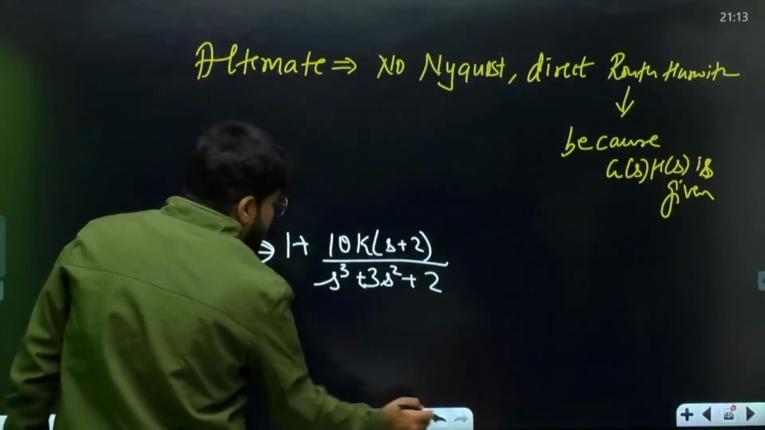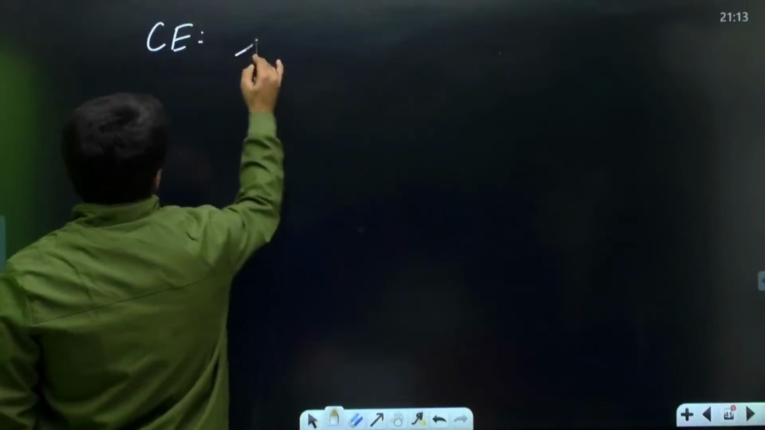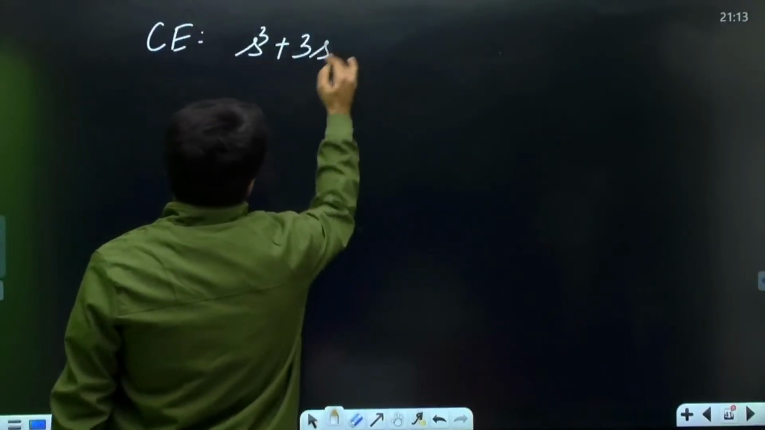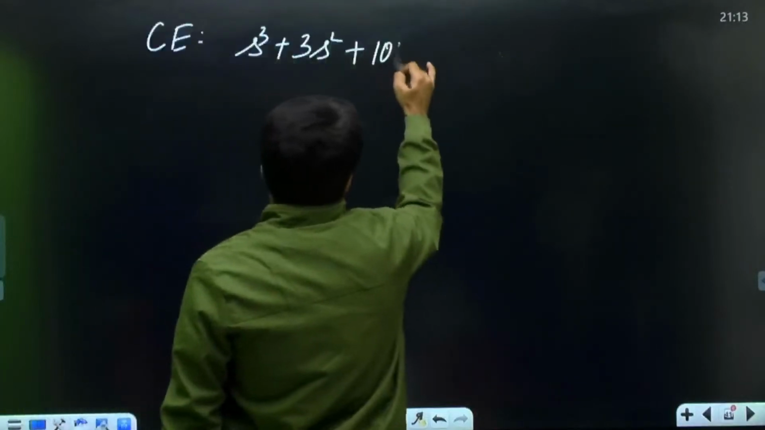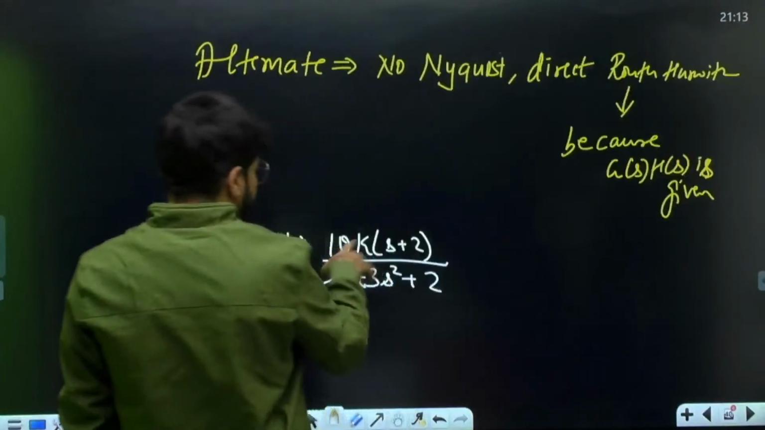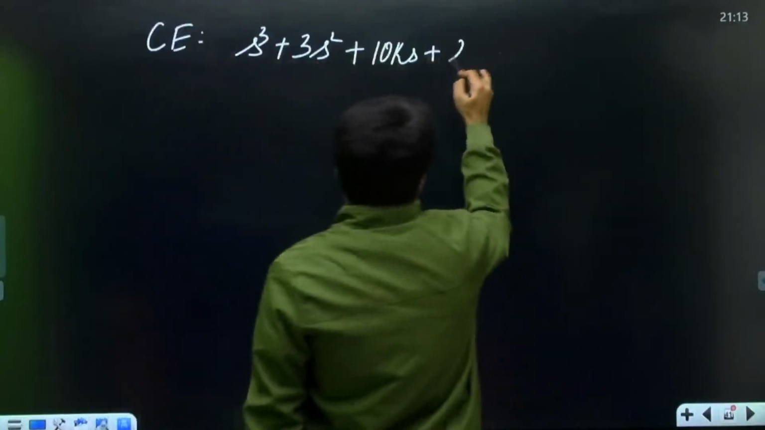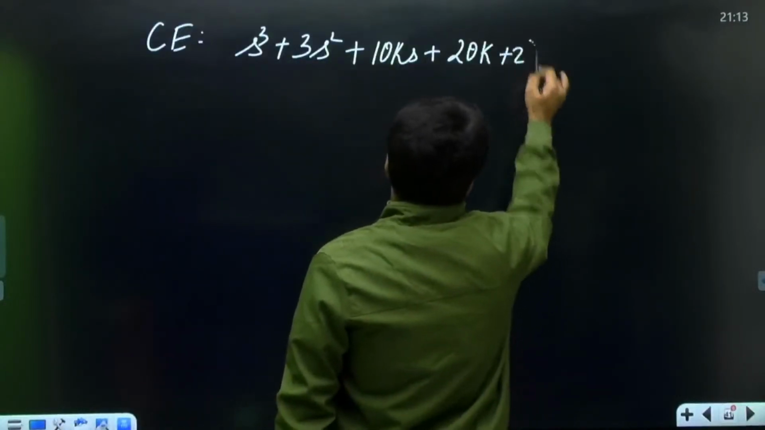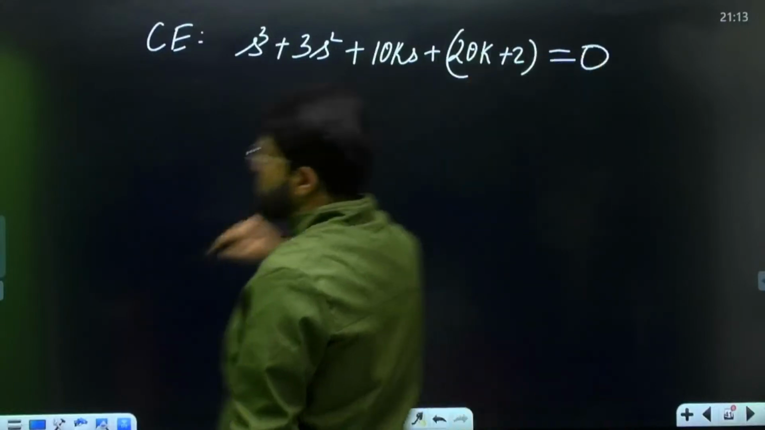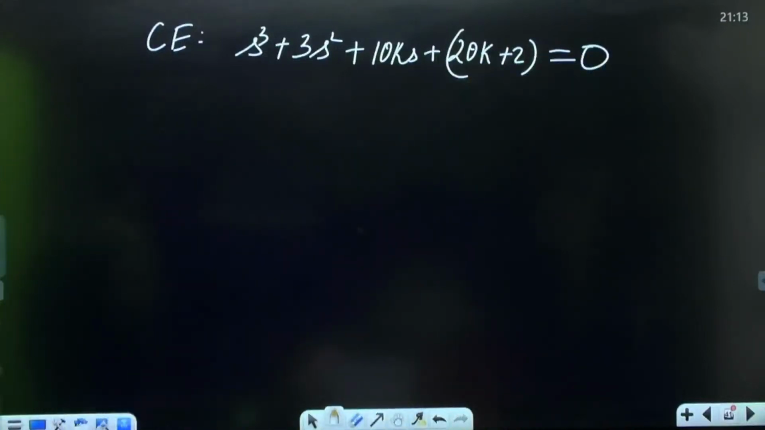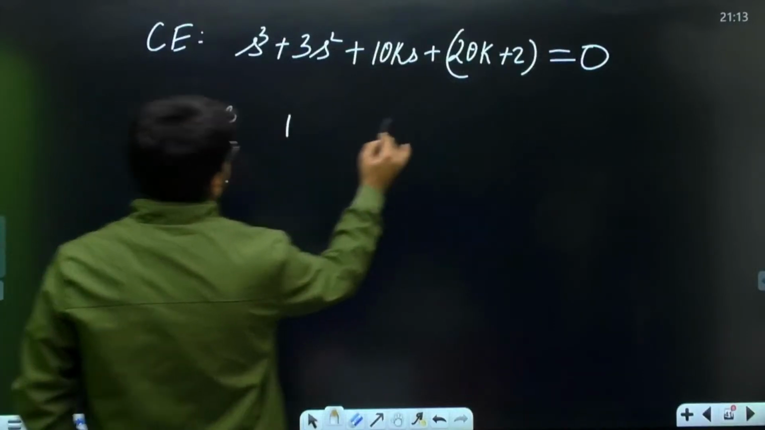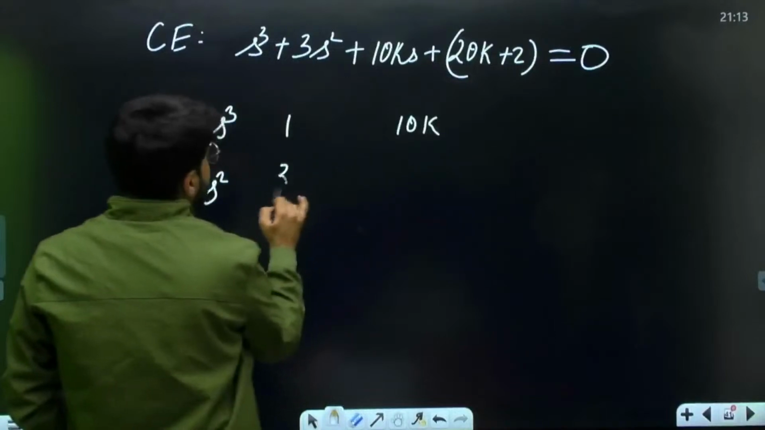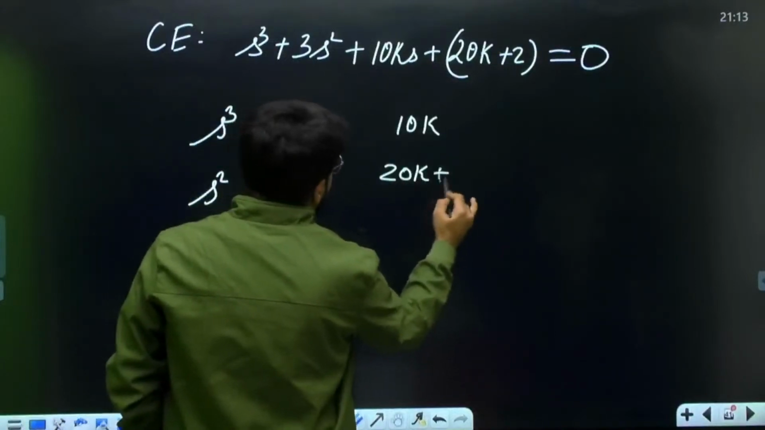So the simplified characteristic equation is s cube plus 3s square plus 2 constant, plus 10ks plus 10k into 2, that is 20k plus 2, equal to 0. Clear? Okay. s cube, s square: the first two rows are 1 and 10k, 3 and 20k plus 2.